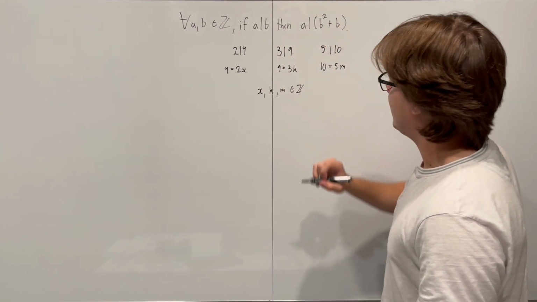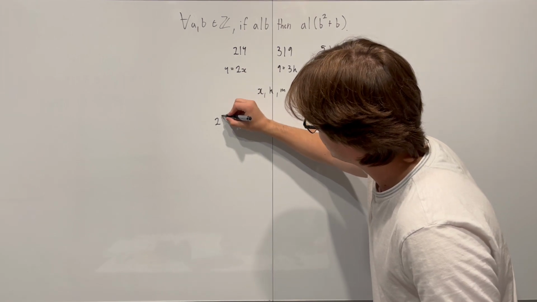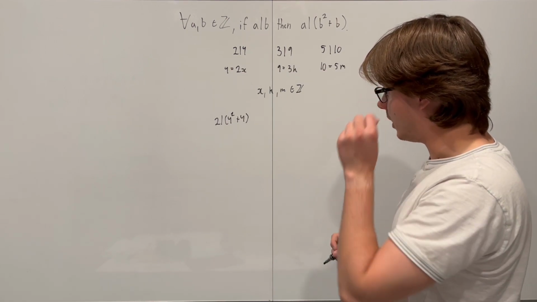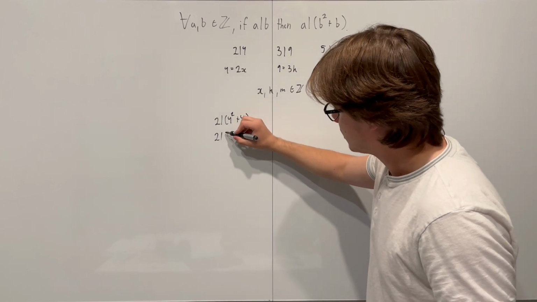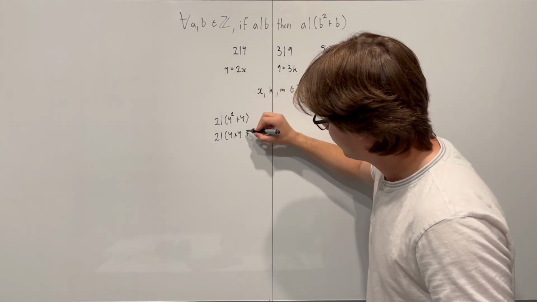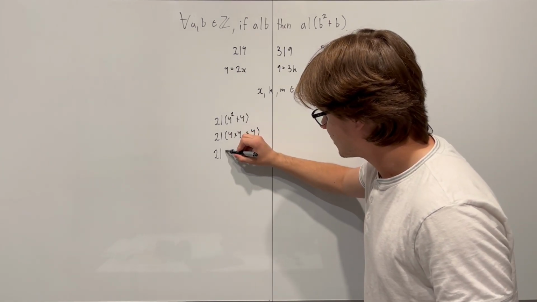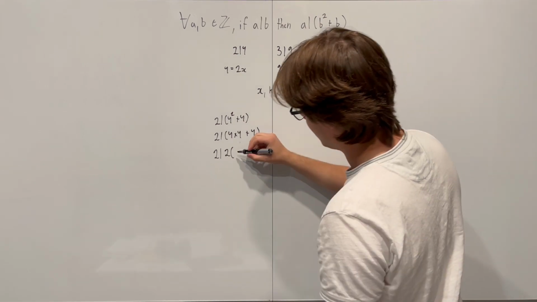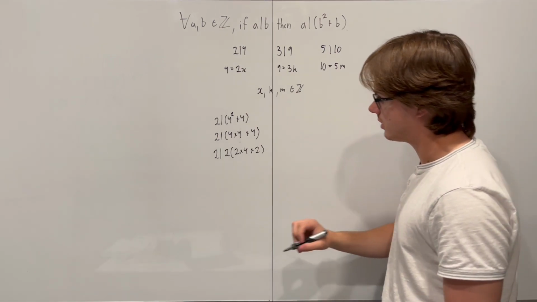Let's see if a divides b² plus b for 4. So, does 2 divide 4² plus 4? I think so. This is the same as asking, does 2 divide 4 times 4 plus 4, which we can factor a 2 out of. We can say this is the same as asking, does 2 divide 2 times (2 times 4 plus 2)? I think that's correct. Let's quickly verify that.